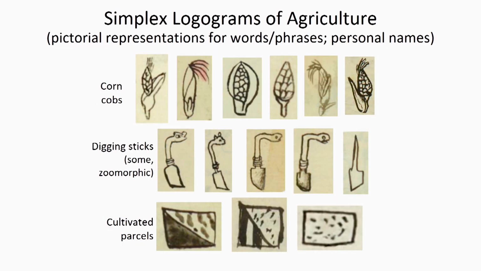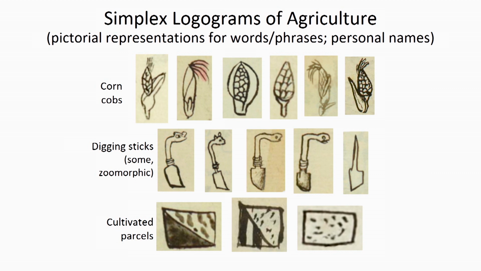So here are some simple logograms, simplex logograms. They're not compounded. They're just by themselves. And they represent one word or two words. So digging stick or corn cob or cultivated parcel. These could probably be recognized by a lot of Mesoamerican people, not just Nahuatls.